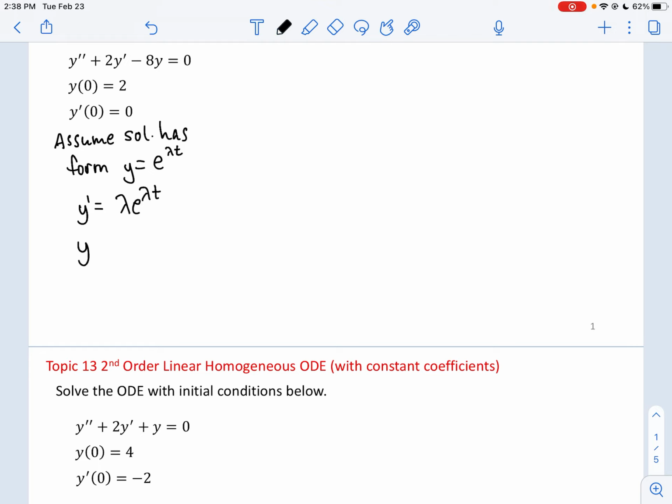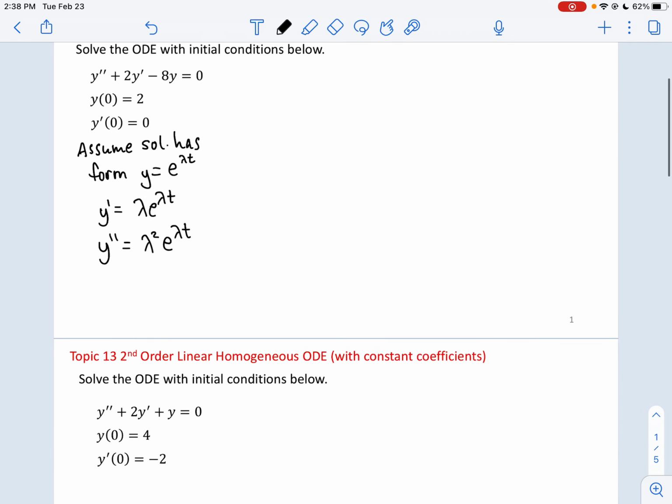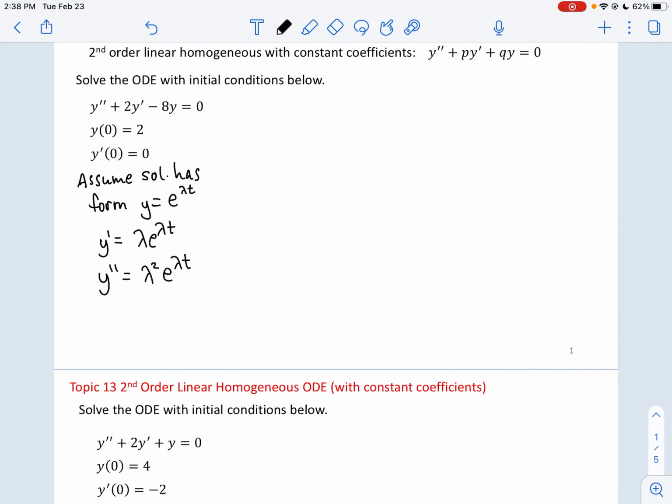The second derivative would be, the chain rule again would produce another lambda, so it would be lambda squared as the coefficient times e to the lambda t. And here's our function and its first two derivatives. Now we're going to substitute into this differential equation and see what happens.